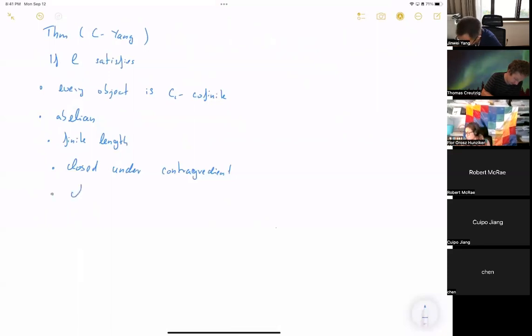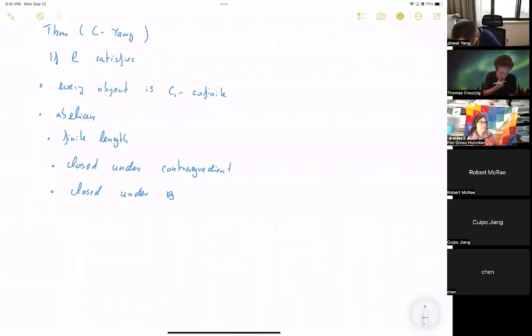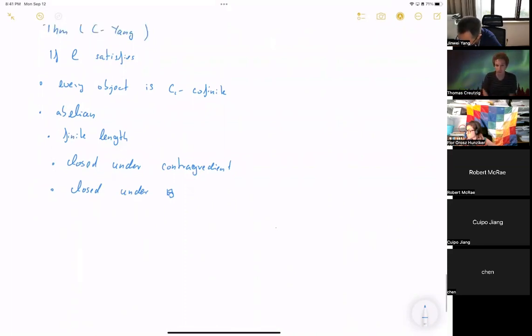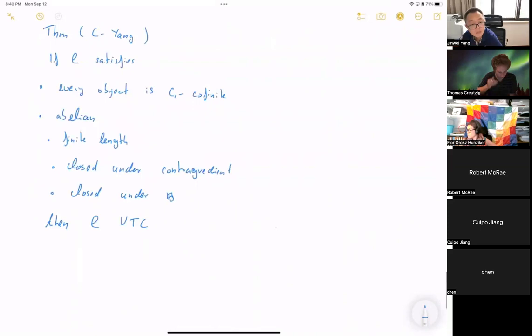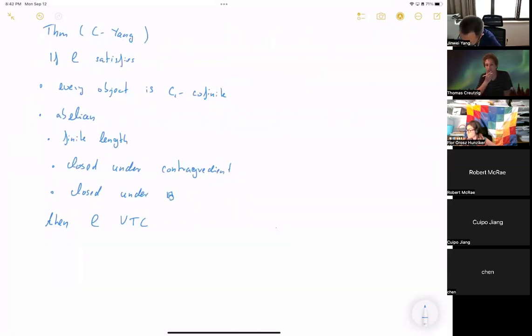What else? Of course, we need closure under tensor product. But for example, if we simply take the category of all C1-cofinite modules, then it's automatically closed under tensor product by Miyamoto. Then the only question is: is it in fact an abelian finite length category that is closed under contragredient dual? These three properties in the middle are unfortunately not automatic. Anyway, it turns out these conditions ensure that you have a vertex tensor category. And I will give you a few examples of that very soon.